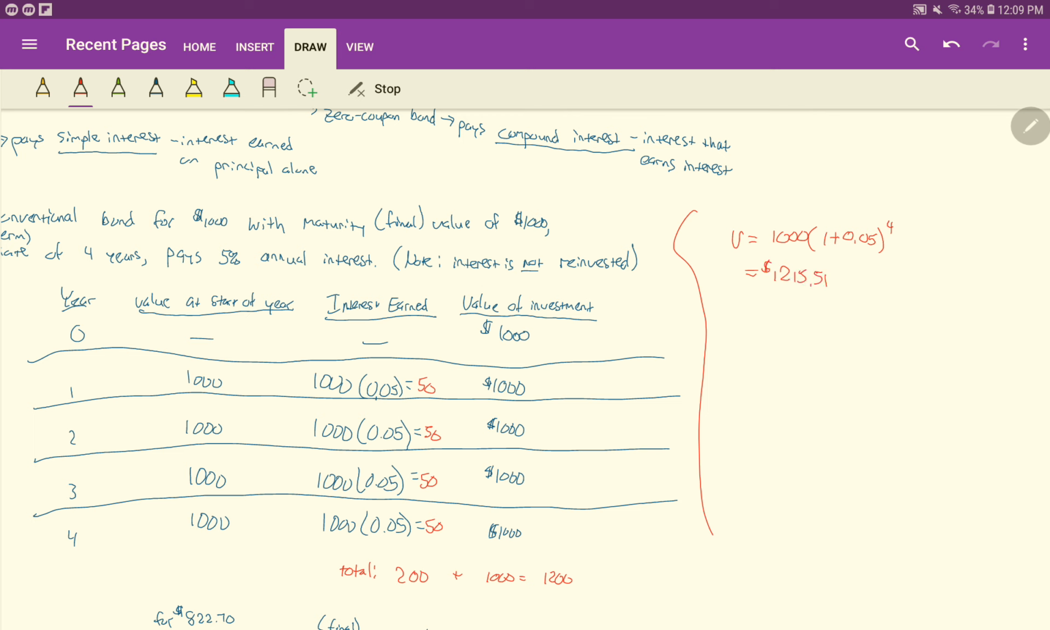$1,215.51, we'll say. Notice that with the simple interest, so interest just earning on the principal, but not on the principal plus the interest, you get 1,200. But here with the compound interest, where you're earning interest on your interest, you get $1,215.51. Granted, the difference is $15, but still, it's 15 free bucks that you missed out on by taking this option. So things to consider as part of investment.